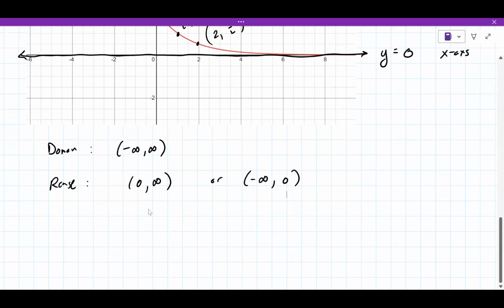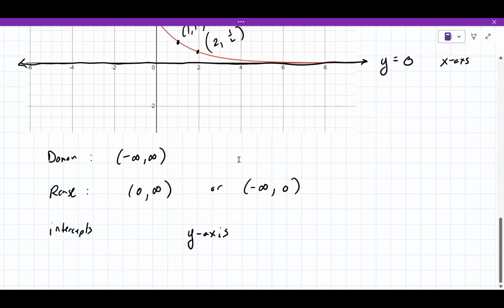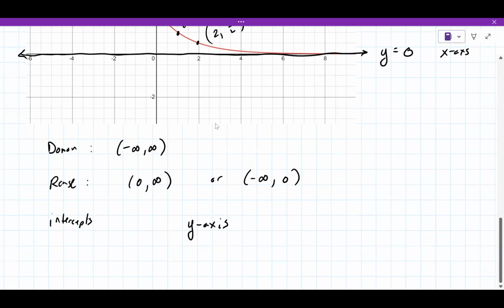All right. Next thing it asks for are intercepts. So first, does it cross the y-axis? Yes. Okay, where does it cross the y-axis? What is the ordered pair there? 0, 2. And then does it have an x-intercept? Does it cross the x-axis? No. So we say no x-intercept.